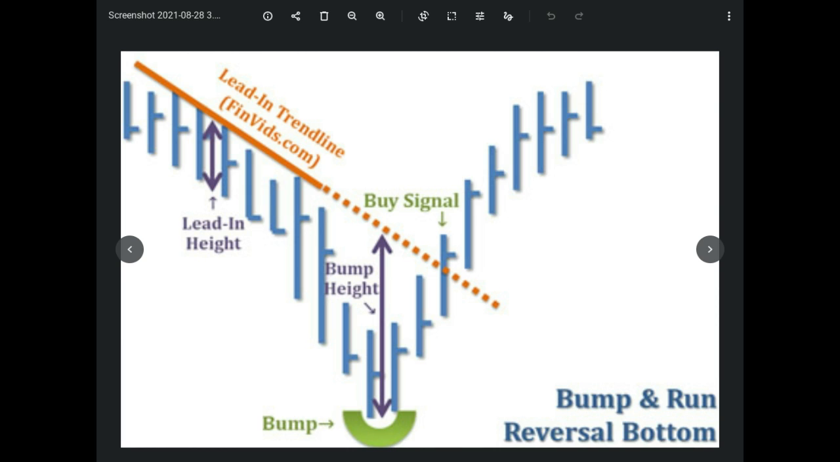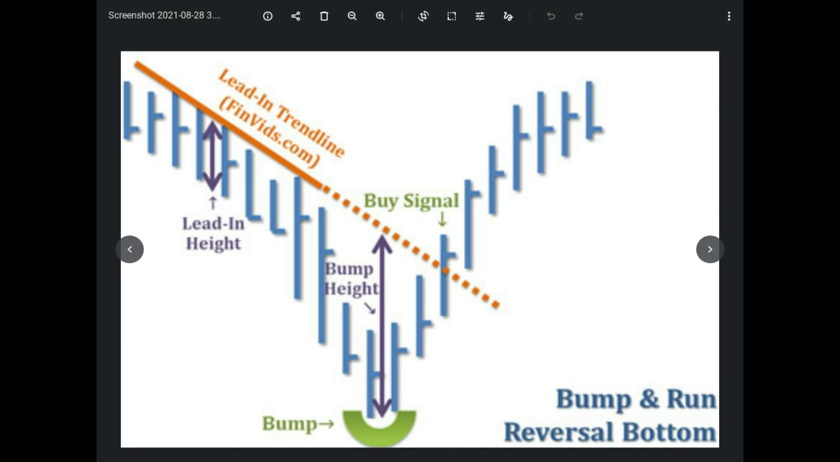The pattern description: this pattern is comprised of three phases and looks similar to a frying pan. There is the lead in phase, the bump phase, and the uphill run. The lead in phase is the handle of the frying pan before a larger decline. Following the decline, the bump phase forms as the price forms a flat or rounded bottom. The uphill run phase is after the breakout.